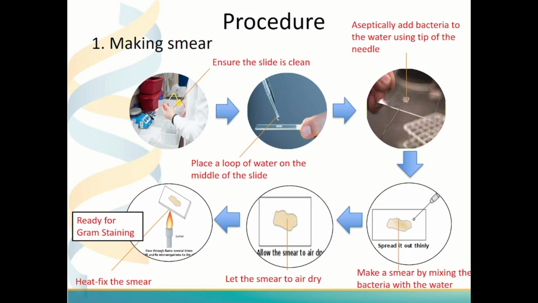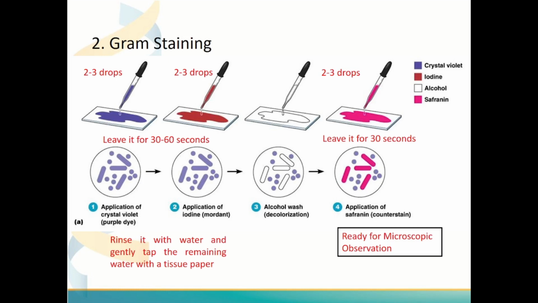After making the smear, now the samples are ready for gram staining. In the gram staining method, firstly we have to cover the smear with two to three drops of crystal violet and leave it for 30 to 60 seconds. Tilt the slide downwards into a waste beaker and rinse it with water and gently tap the remaining water with a tissue paper, as you can see from the first picture.